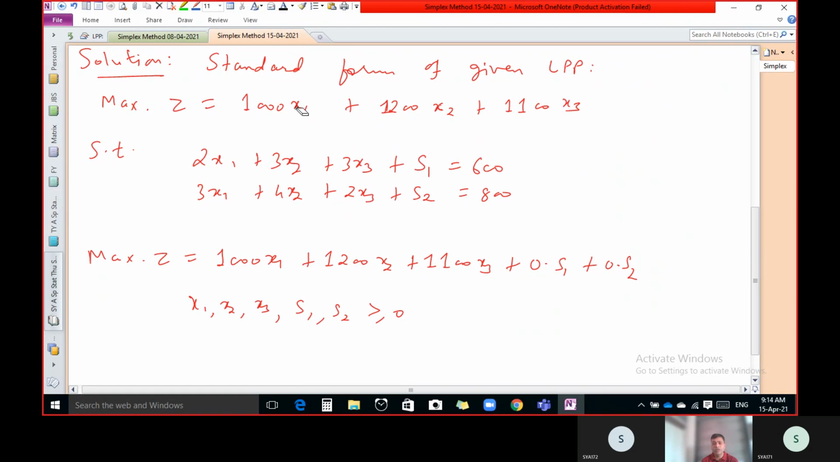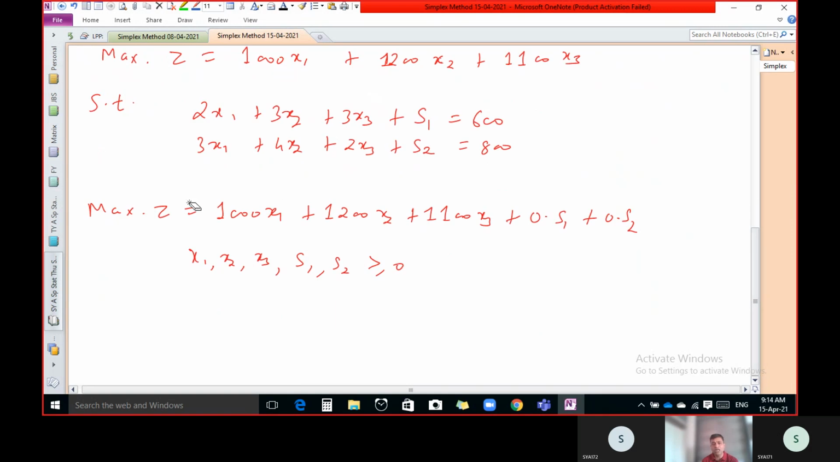Okay, once we have converted the given problem into standard form, our next step is to convert this standard form into another form which is known as the tabular form. So tabular form of the given problem.